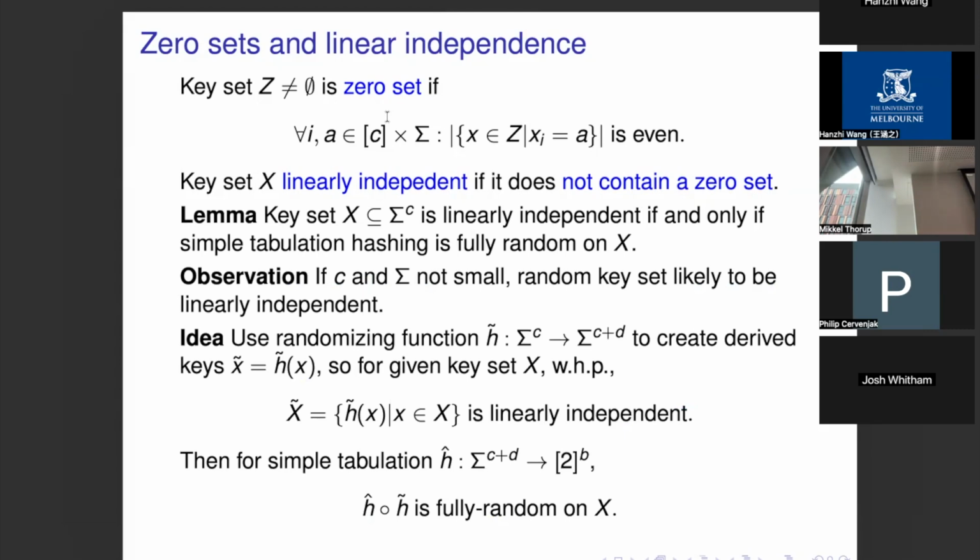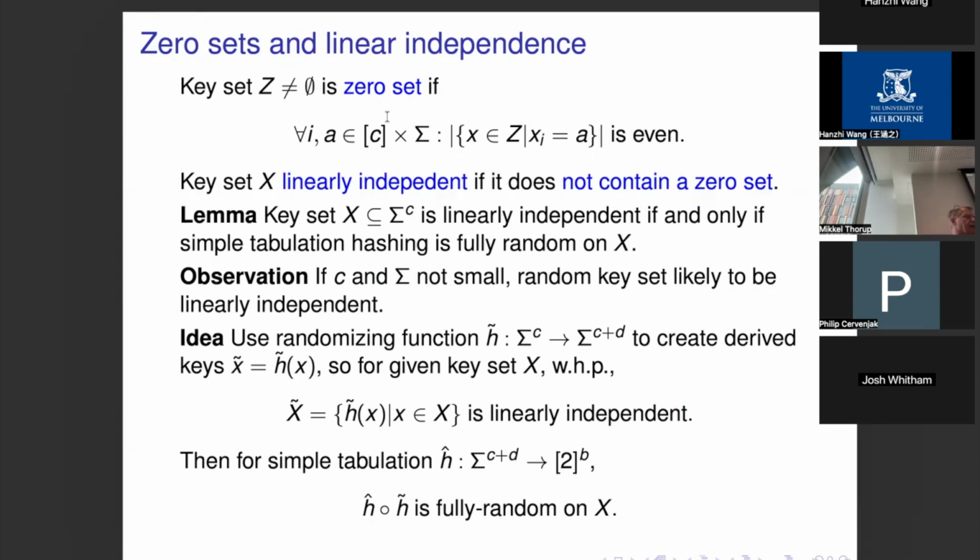So the idea will now be to take a randomizing function that takes a key and randomizes it, such that if you look at the randomized keys, then with high probability they're linearly independent. Because then I know that if I, after that, apply a simple tabulation hash function, then I get something that's completely random. Okay, so this is just the idea.